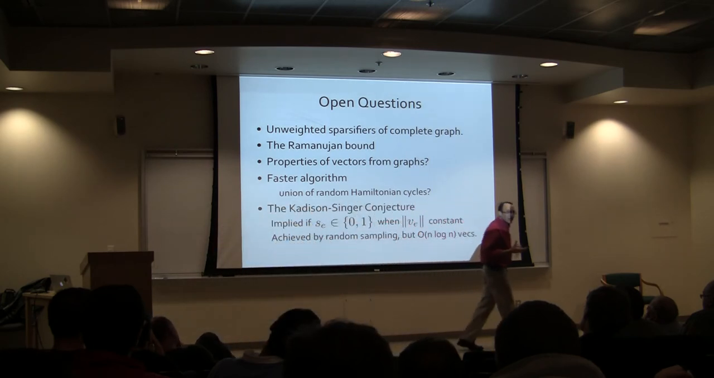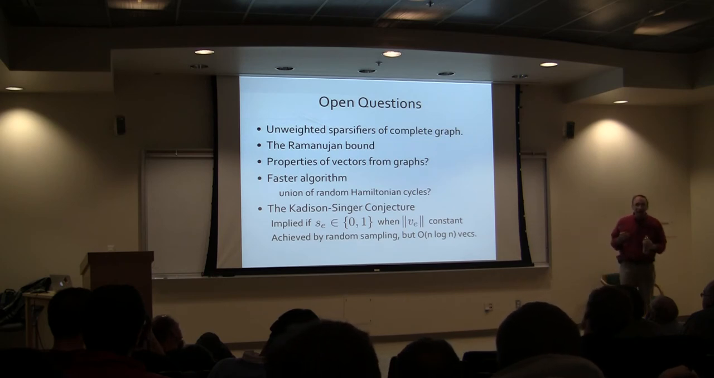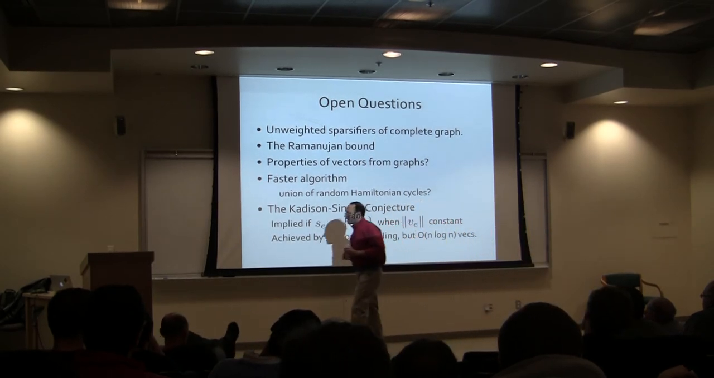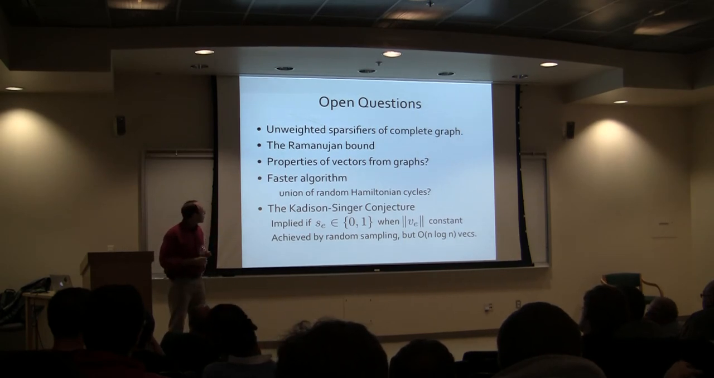I know one thing that comes up, which is low stretch spanning trees. You can also characterize algebraically. And the algebraic characterization of those relates to traces of these inverse Laplacians, which doesn't happen for arbitrary vector sets. It's something special about graphs.